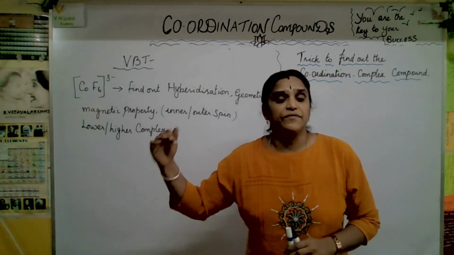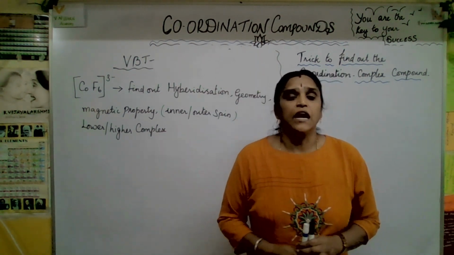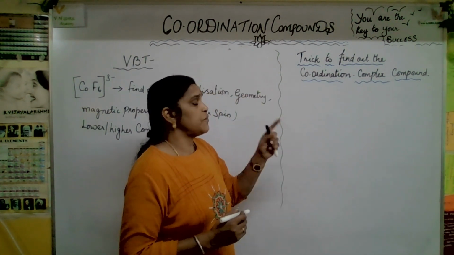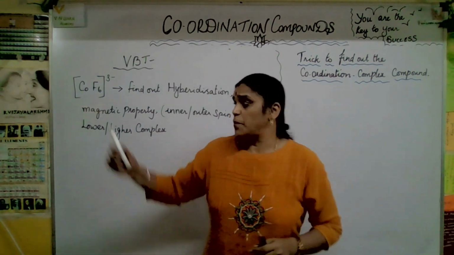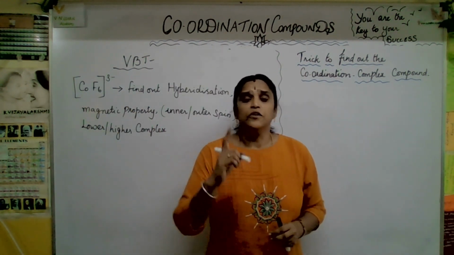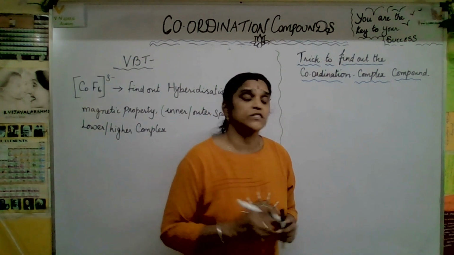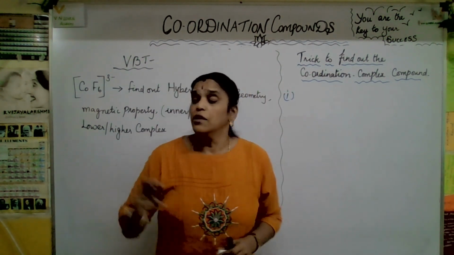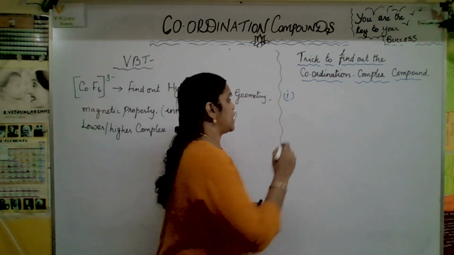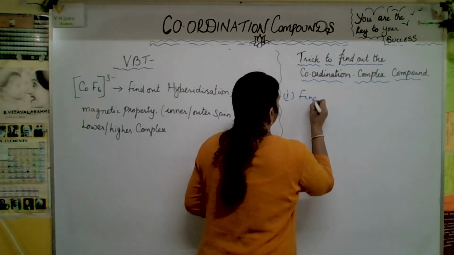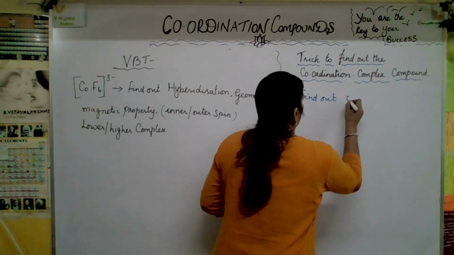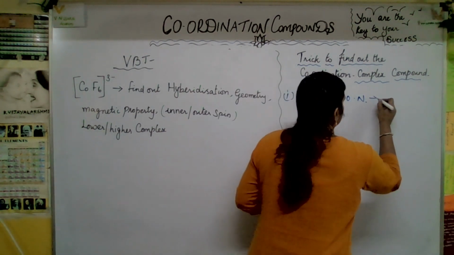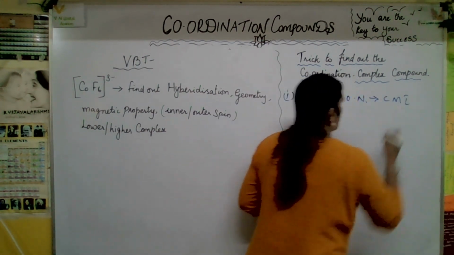Okay, now as we have gone through the assumptions, I'll give some ideas, that is tricks, for you to identify. First and foremost, for a coordination complex compound, you have to find out the oxidation number. Oxidation number for whom? For the central metal atom or ion.